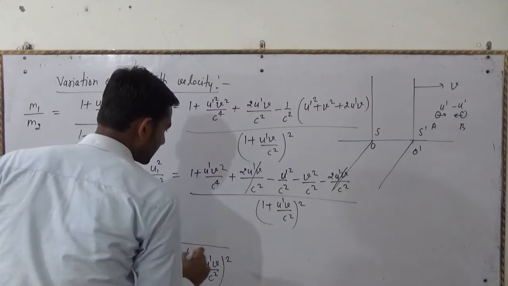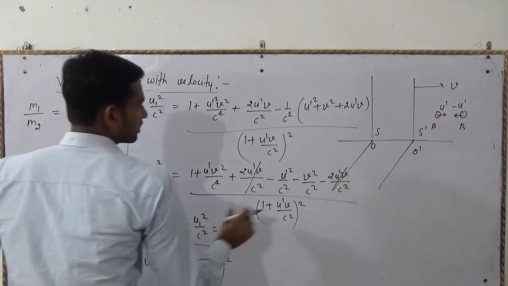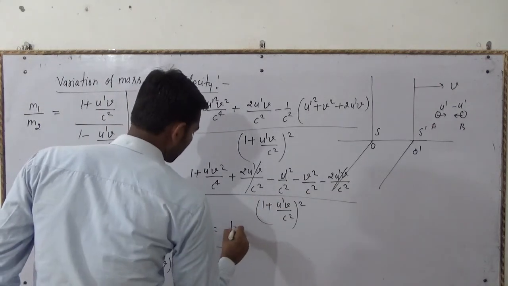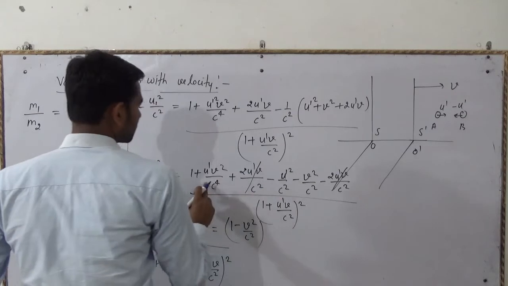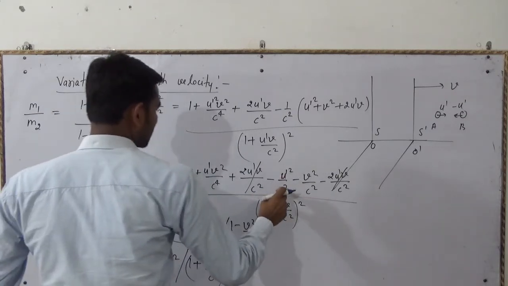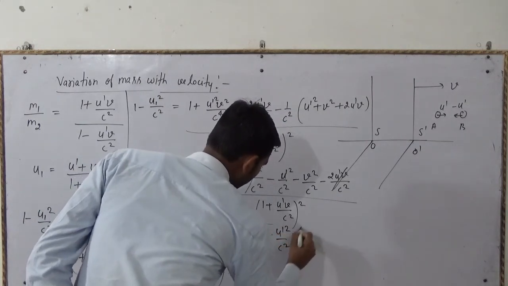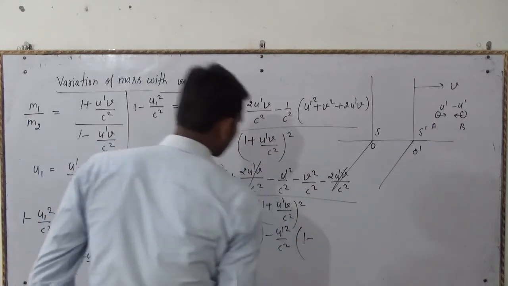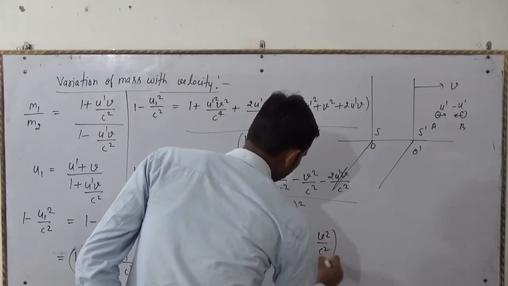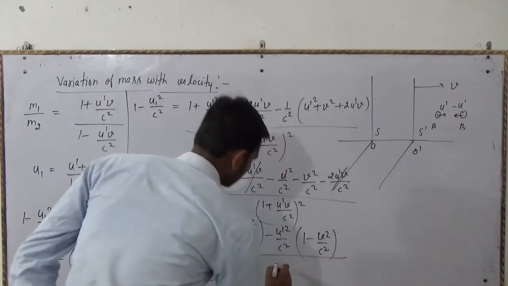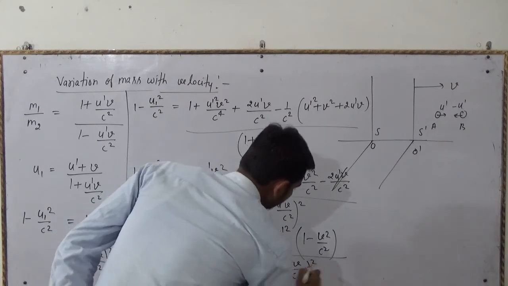Now here the remaining term we can write as 1 minus u1 square by c square is equal to 1 minus v square by c square, and in this term and this term u dash square by c square is common, then here it will be plus 1 minus v square by c square upon 1 plus u dash v by c square to the whole square.